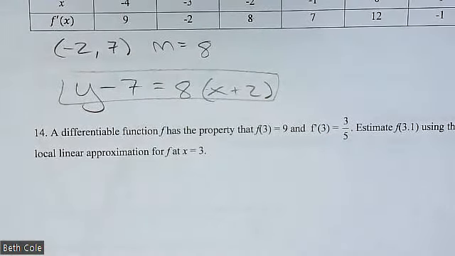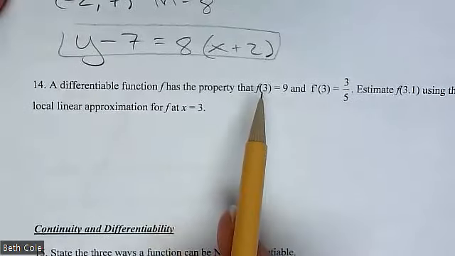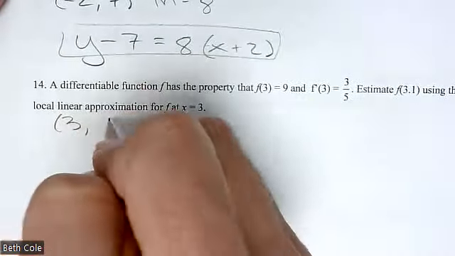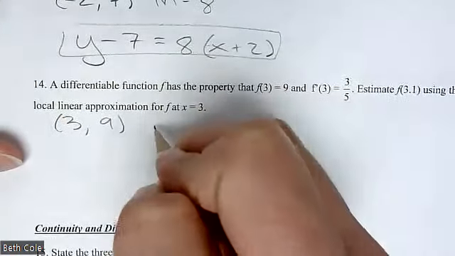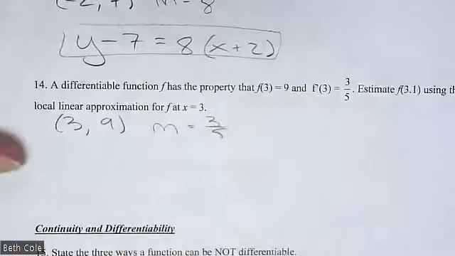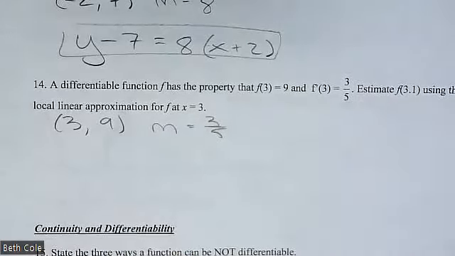All right, 14. A differentiable function has the property that f of 3 equals 9. So you have the point (3, 9). The derivative is 3/5, and derivative means slope. So it's the exact same thing we just did, except they handed you the number. You didn't even have to look at a table.